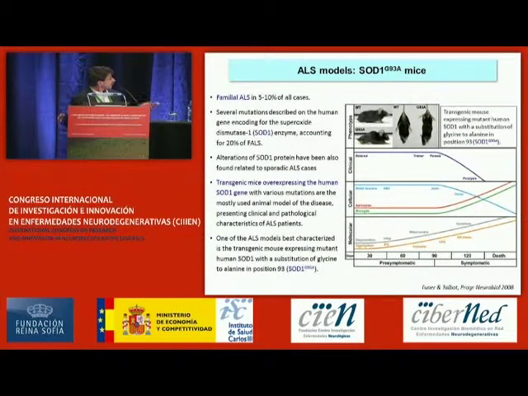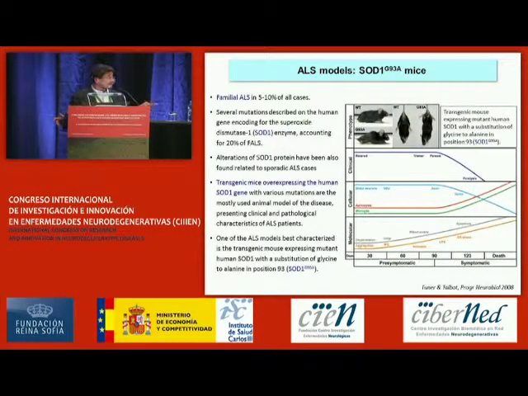Based on the existence of familial cases, one of the most common ones, accounting for about 20% of the familial cases, is the mutations affecting the gene encoding the copper zinc superoxide dismutase 1. Based on this mutation, transgenic mice have been developed in which they are made to overexpress the human mutated SOD gene.